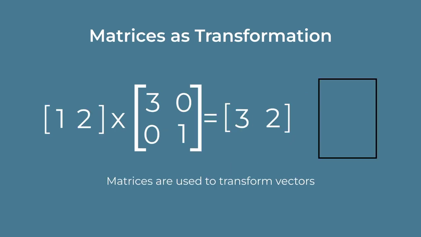In geometry and graphics, matrices transform vectors. They can rotate, scale, or shear shapes. This is why matrices are crucial in computer graphics and machine learning.